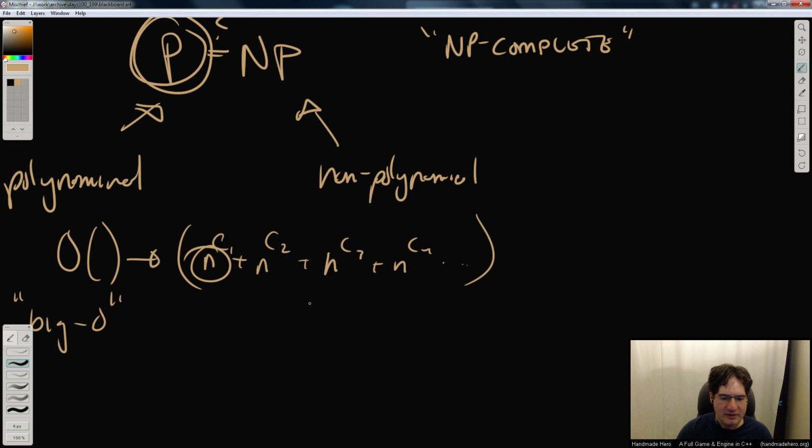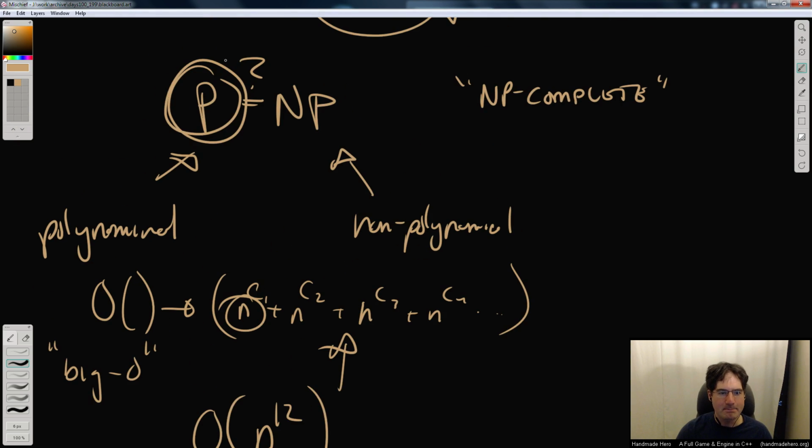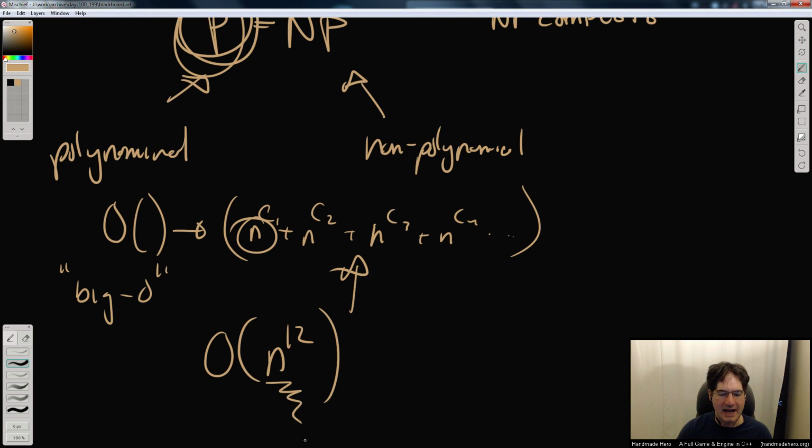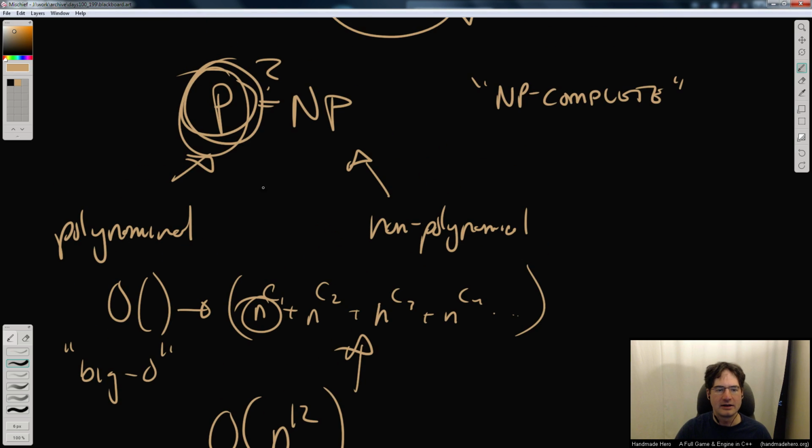Now you'll note that this could be an extremely heinous expression. Something like n to the 12th is still a polynomial time algorithm because I didn't use anything besides a polynomial to represent its running time. So even things that you would never, ever be able to run for any reason because they are absolutely ridiculous, like n to the 12th, are still considered in P.